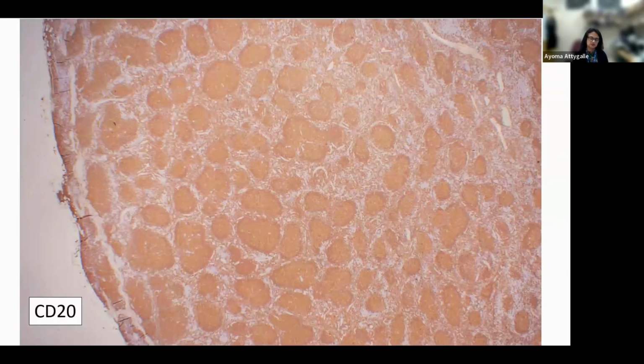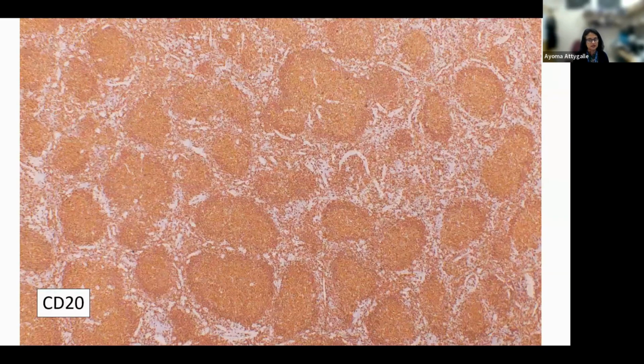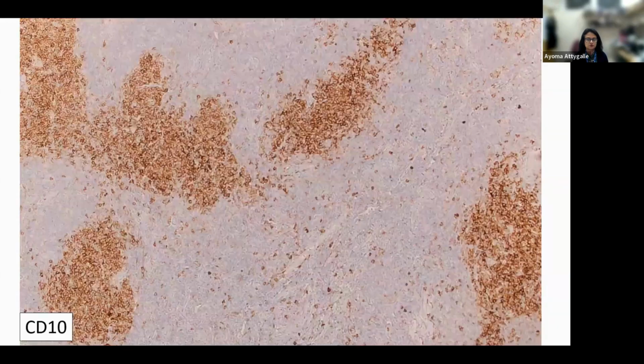This is the CD20. All it is telling you really is that, in addition to highlighting the follicles, there is an infiltrate outside the follicles which is quite dense. This is something that you shouldn't really see in a reactive lymph node. Okay, so from this, we move on to the germinal center markers.